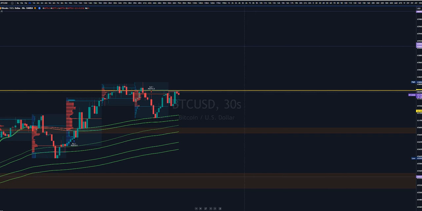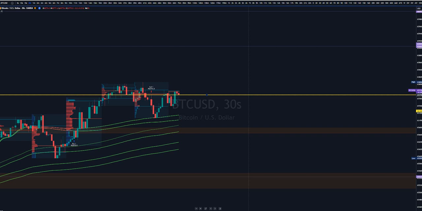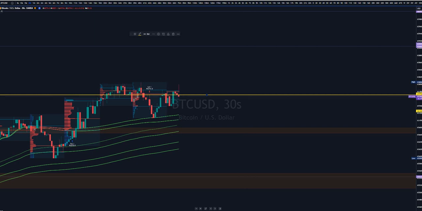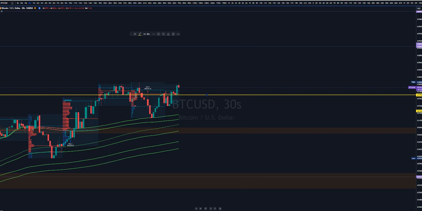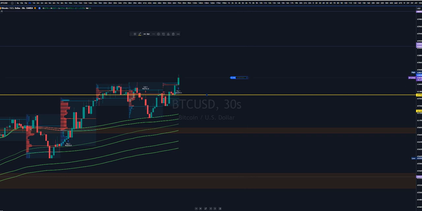Okay, now our entry will be here. EMAs are green, the price is above, but the volume bar is red. Now we can get a long.